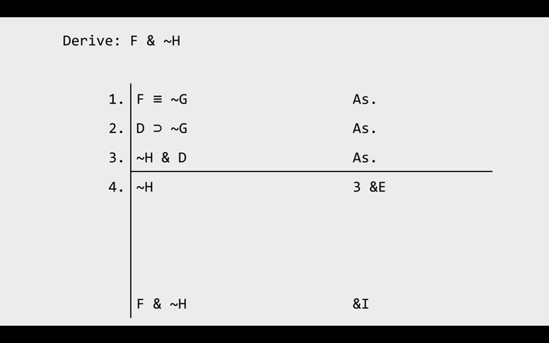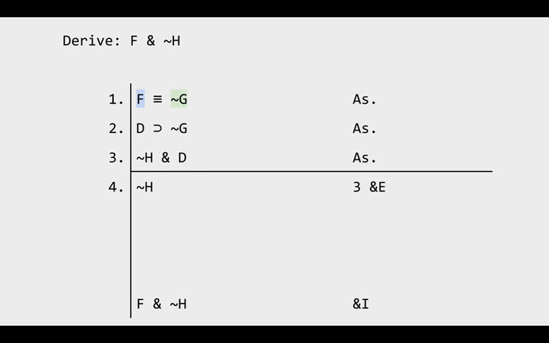And while we're at it, I went ahead and dug out not H from line 3 using ampersand elimination. Why? Because in the conclusion, we need not H, tilde H. So might as well get it out now. We know we're going to use it. So there it is. I've put it there in line 4. Okay, now we need an F. Well, I do see an F up in line 1, right? It's right there. I could get it out of that biconditional if only I had a not G. I need that, not G.